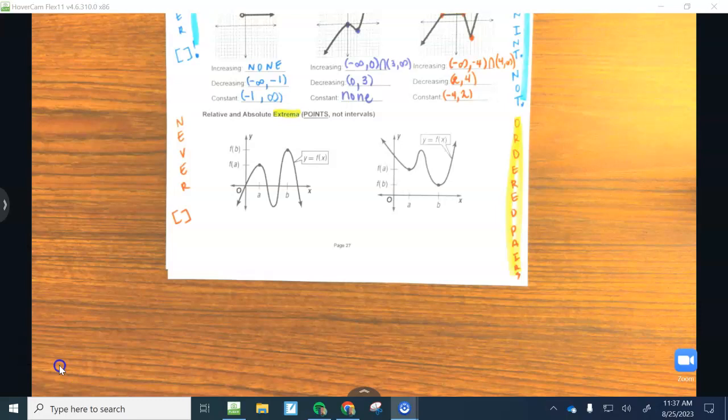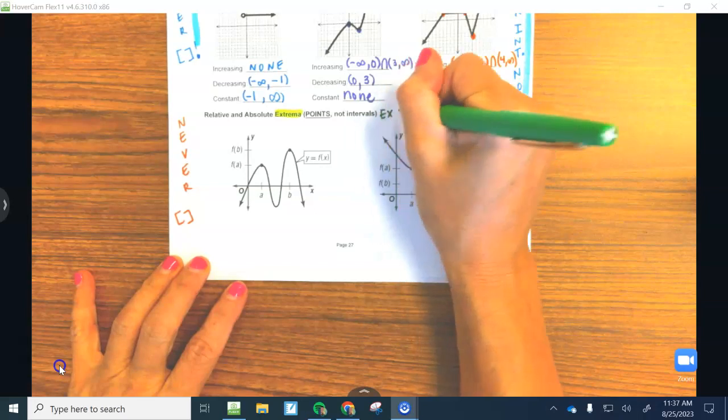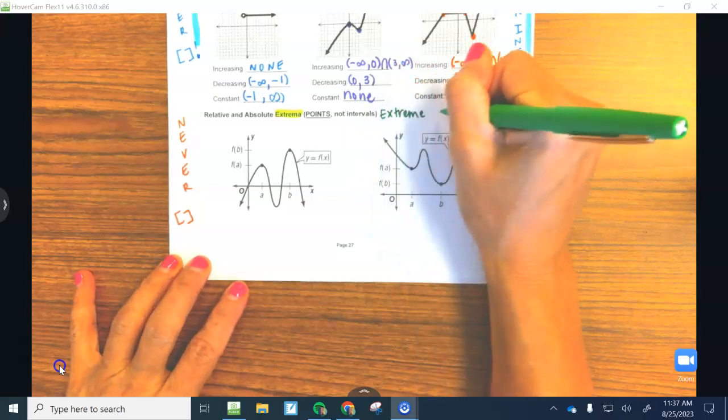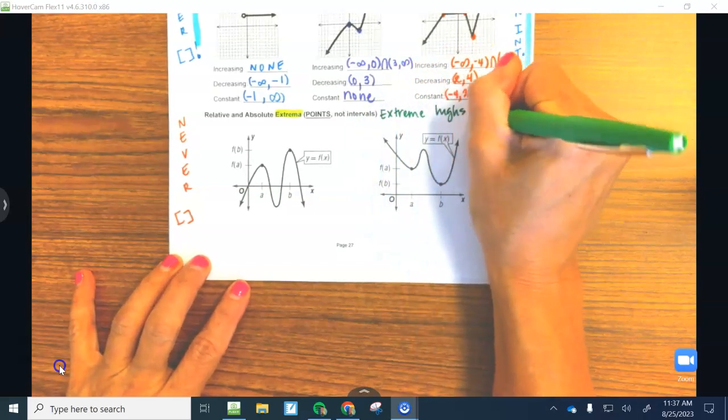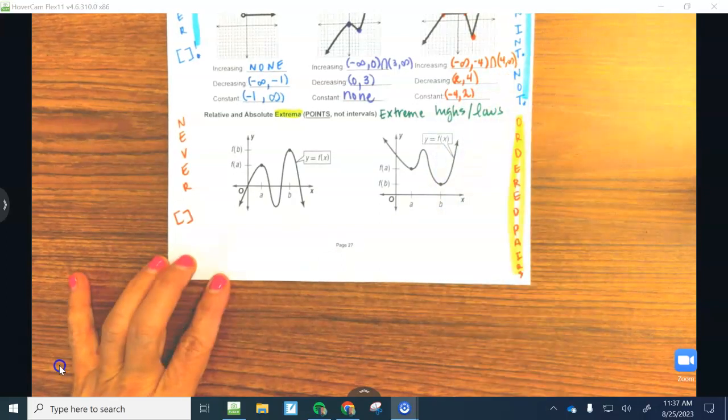Okay, so now let's look at extrema. Please remember extrema are ordered pairs. Extrema just means extreme. Where are the extreme highs and extreme lows? That's all that is. Extreme highs and extreme lows. All right, here we go.